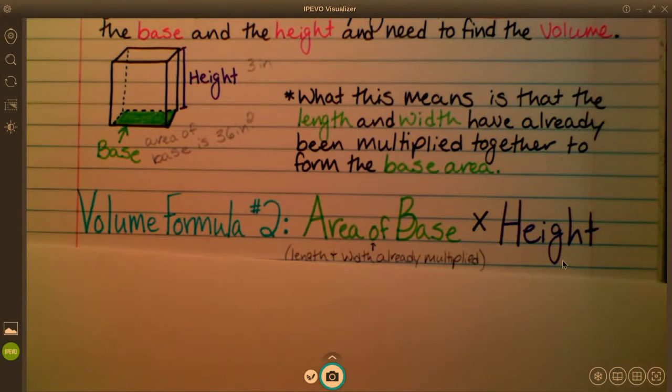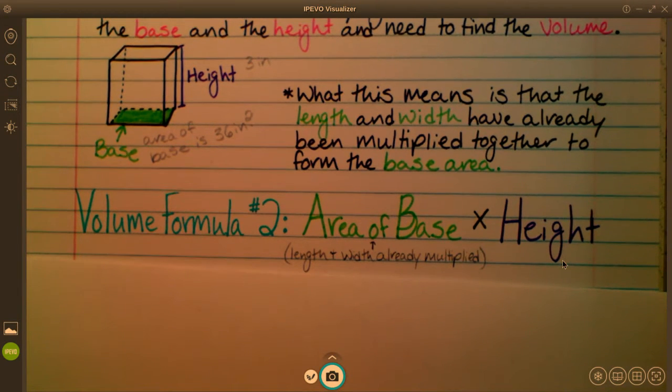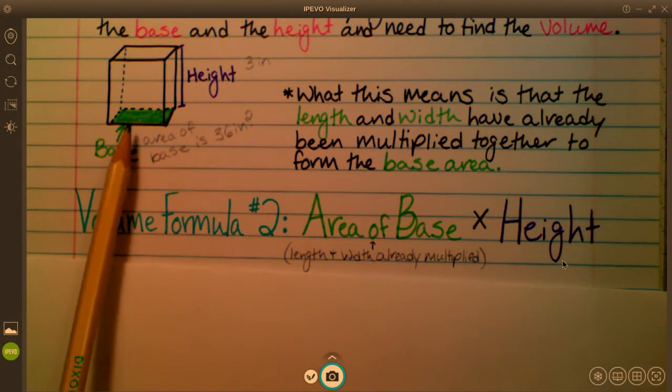This is what I call volume formula number 2. This is when we take the area of the base and we multiply it by the height. Remember, the area of the base, the length and width are already multiplied. So don't just think it's a random number. Like, oh, they just decided it would be 36.